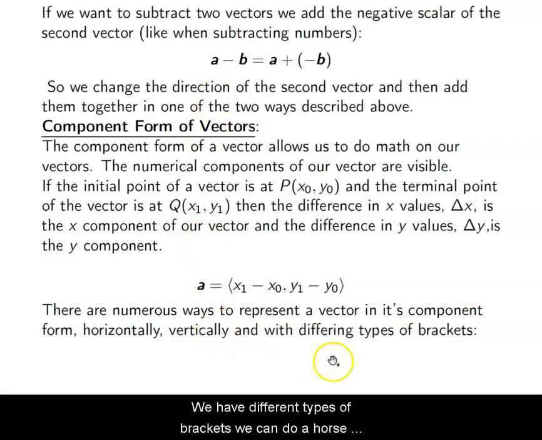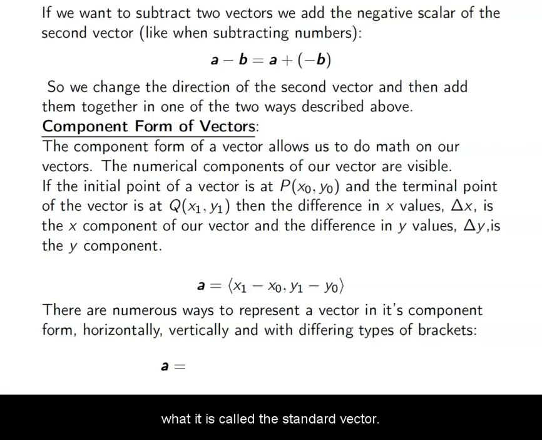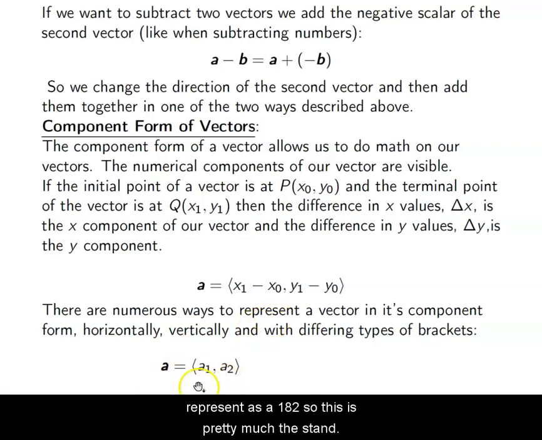Let's see. We have different types of brackets. We can do a horizontal representation, a vertical representation, and we can do what is called a standard unit vector representation. Okay, so A I can represent as A1, A2. So this is pretty much the standard that you'll see everywhere. So we have these brackets on either end. Sometimes they'll be written in parentheses.